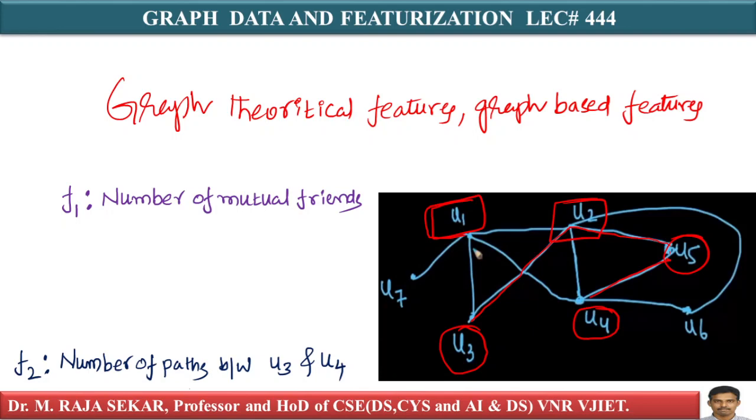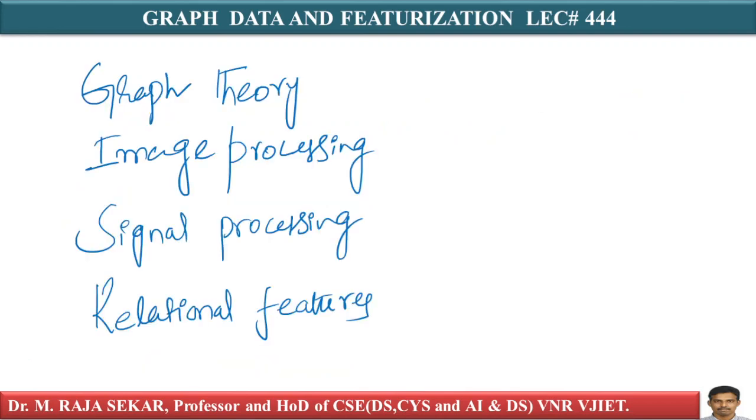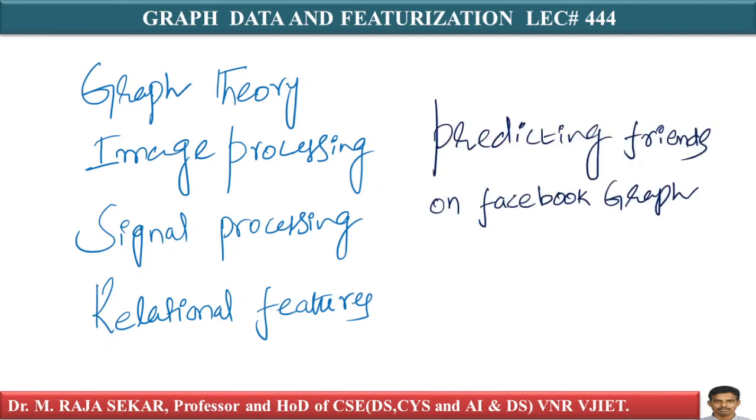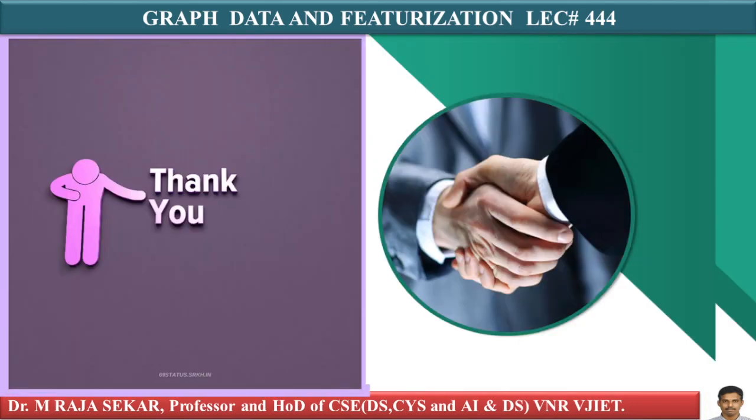To compute these features, you apply graph theoretical algorithms. Graph theory, image processing, signal processing, relational features, all these are problem specific. We have a case study of predicting friends on the Facebook graph, where we will explore more graph based features as and when needed. Just go through this lecture.